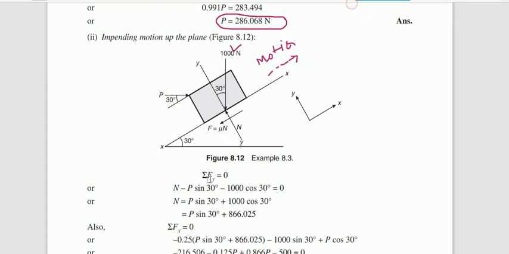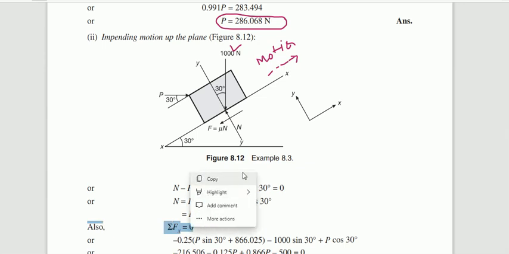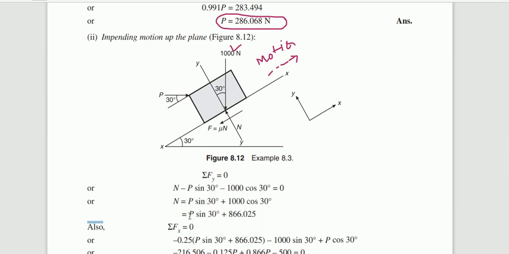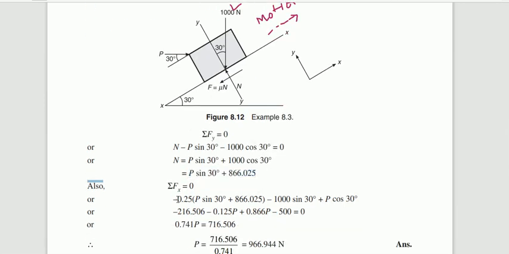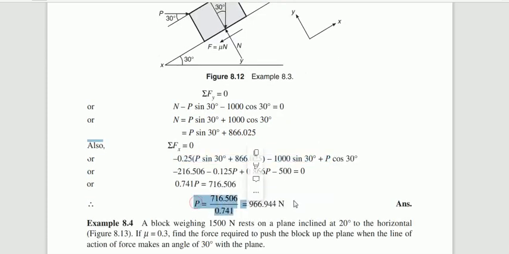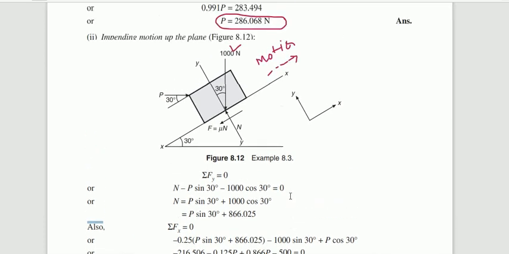The same thing is applied: summation of Fy, the forces acting along the y direction, you need to apply, and summation of Fx is equal to 0. Here also it is mu into N. N we get in terms of P, so one equation we will get. After that you substitute mu into N, and you will get the value of P here. Same as what you followed for the first condition, only the direction of the friction varies here.